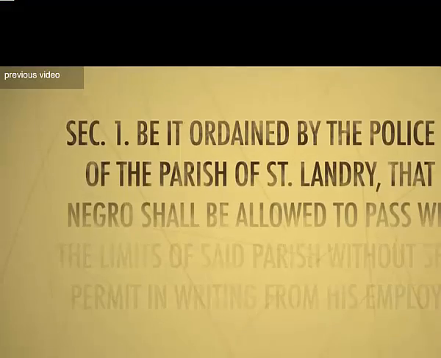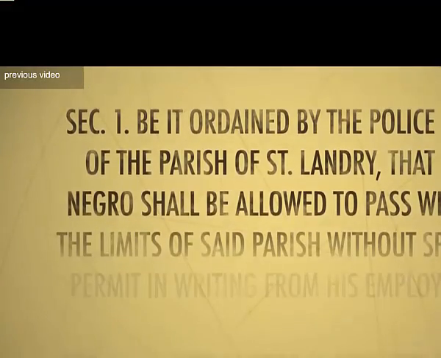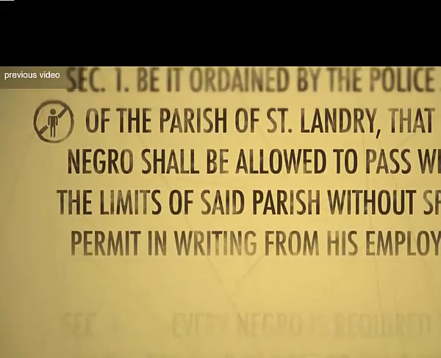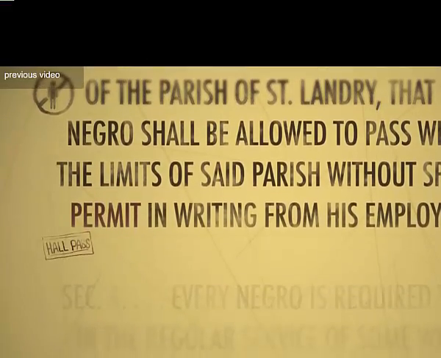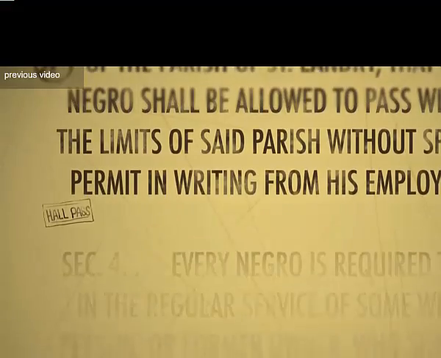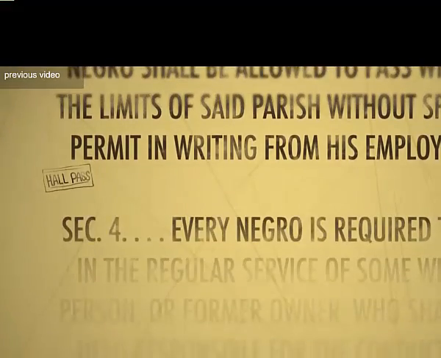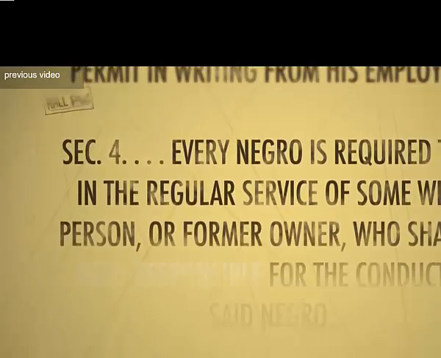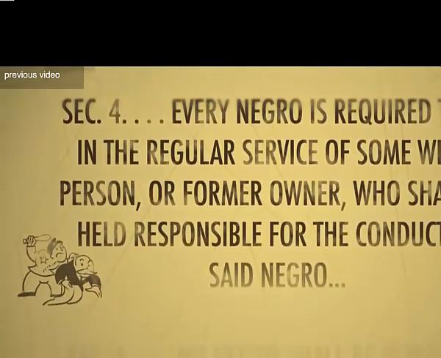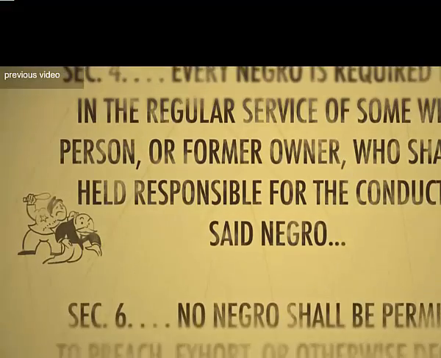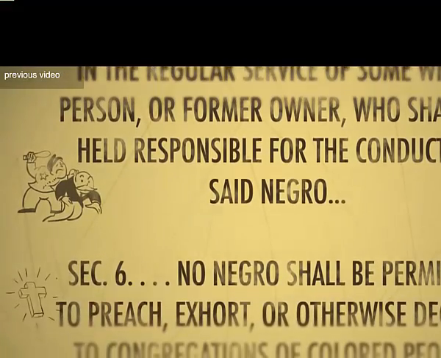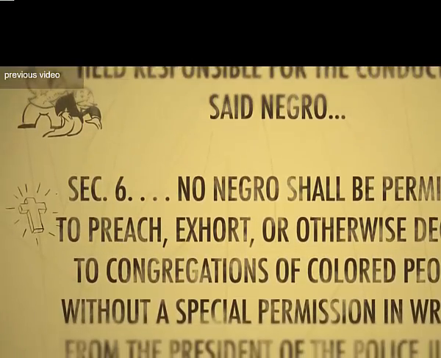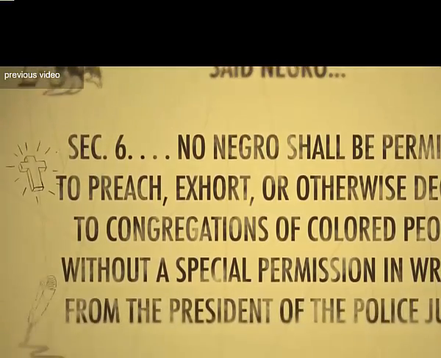Section 1. Be it ordained by the police jury of the parish of St. Landry that no Negro shall be allowed to pass within limits of said parish without special permit in writing from his employer. Section 4. Every Negro is required to be in the regular service of some white person or former owner who shall be held responsible for the conduct of said Negro. Section 6. No Negro shall be permitted to preach, exhort, or otherwise declaim to congregations of colored people without a special permission in writing from the president of the police jury.